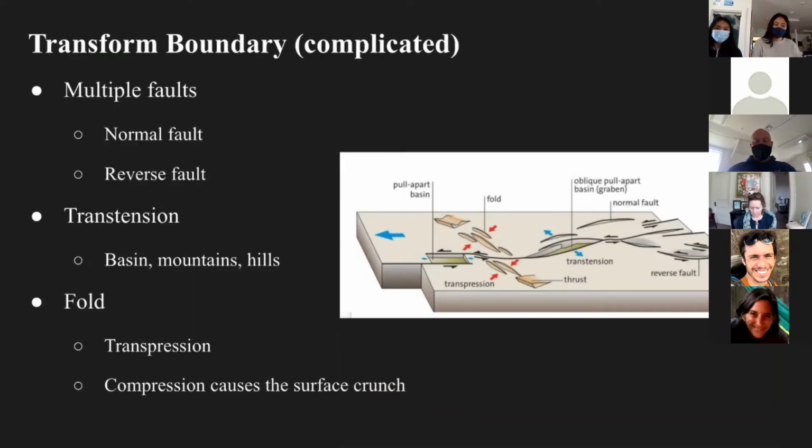Here's a more complicated version of a transform boundary zone. In this image, we can see multiple faults that all have a general direction going east-west. The transtension caused by the faults can create mountains, hills, and a basin or gap, which can be filled by water. So along the faults, you may find streams or lakes. Folds are created by something called transpression, meaning it was made with lots of pressure and compression.